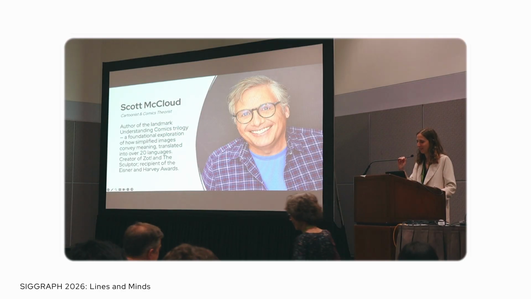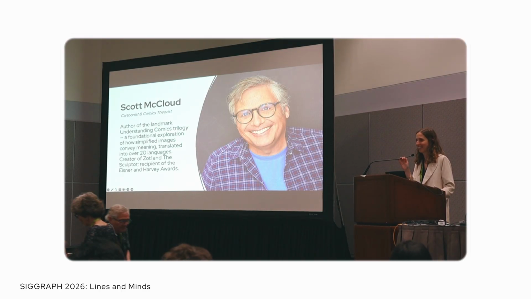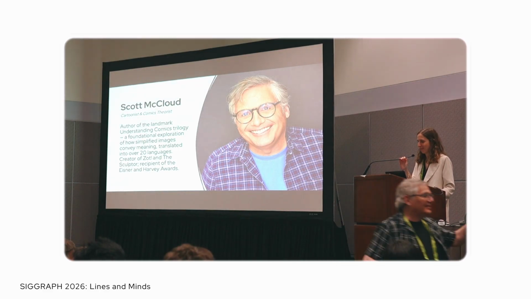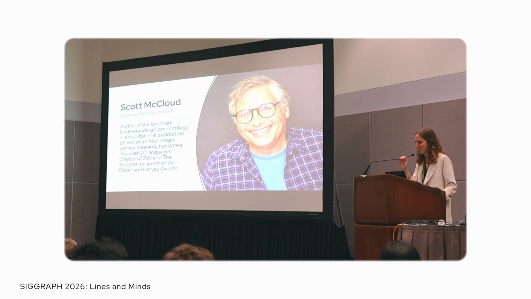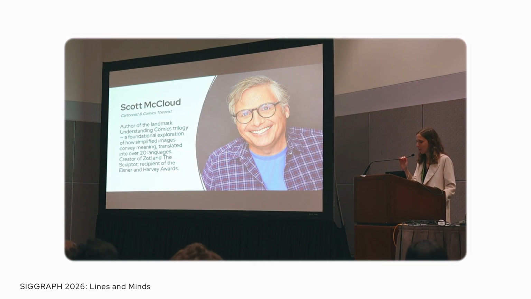Next, we'll have brief remarks by Scott McCloud. For those of you who don't know, Scott is a cartoonist and comics theorist, and the author of Understanding Comics, the Invisible Art, which has been translated into 16 languages and remains a standard reference on visual communication well beyond the field of comics.